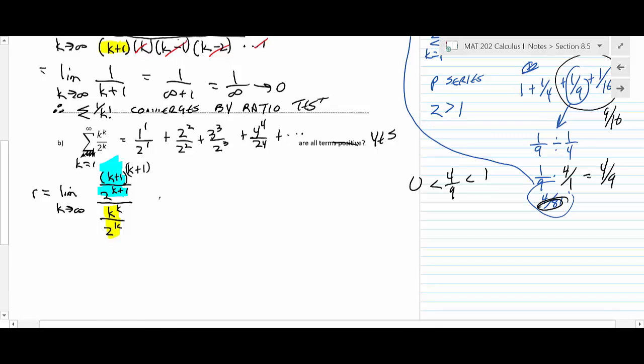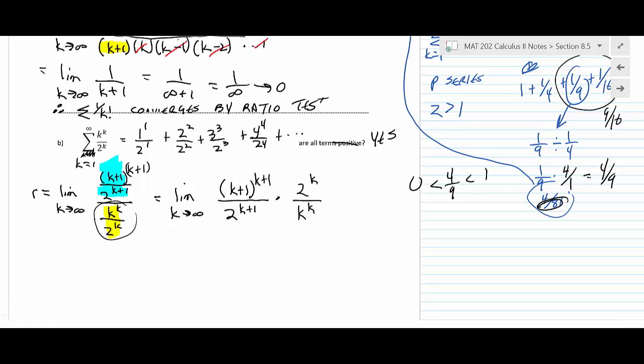Well, the next step you can kind of do in your head, and I don't mind if you bypass that first step. I'm going to start bypassing that. You just need to know that that's the ratio you're doing. So you're going to write this as k plus 1 to the k plus 1 power all over 2 to the k plus 1. And then you're going to multiply by the reciprocal, because since you're dividing by a fraction, you multiply by the reciprocal. So you'll have 2 to the k over k to the k like that. So far so good. Terms are positive. Ratio test is set up.